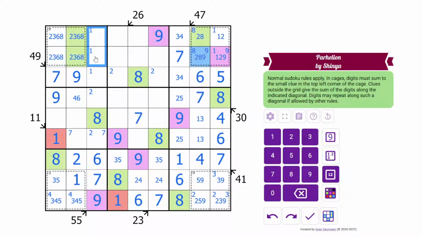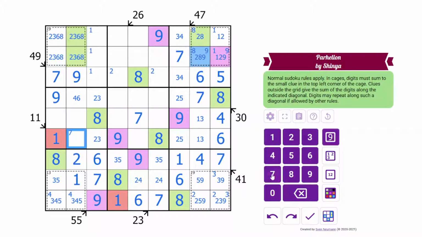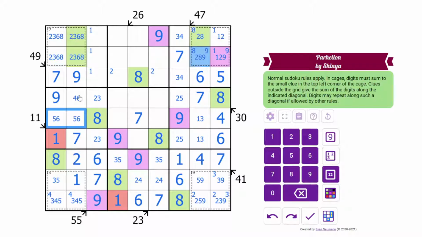Threes. 2s and 3s can't go there, so they have to go here. Which means that has to be a 7. 1, 2, 3, 4, 5, 6. That's gonna be 5, 6. Which means 4 can't go anywhere else except for there.